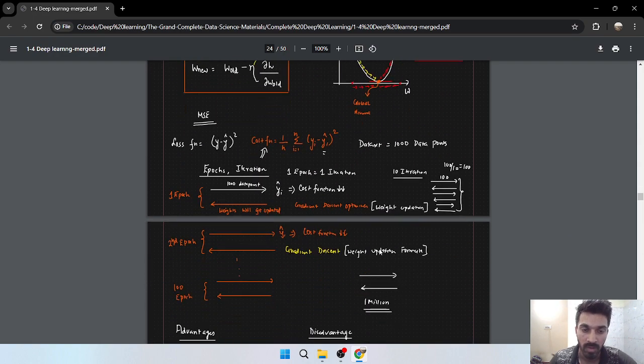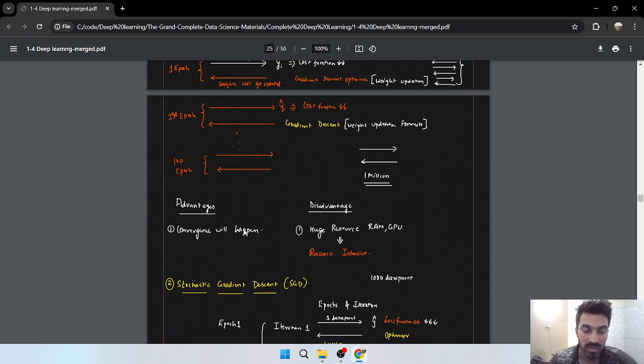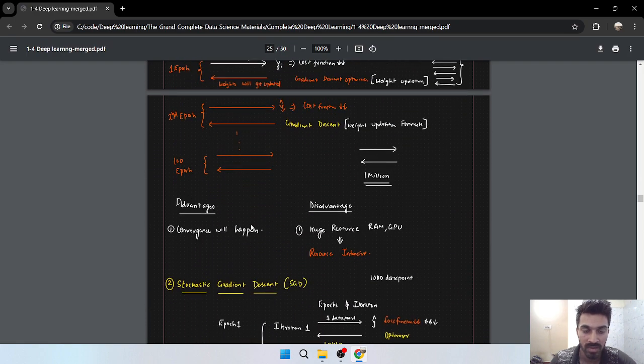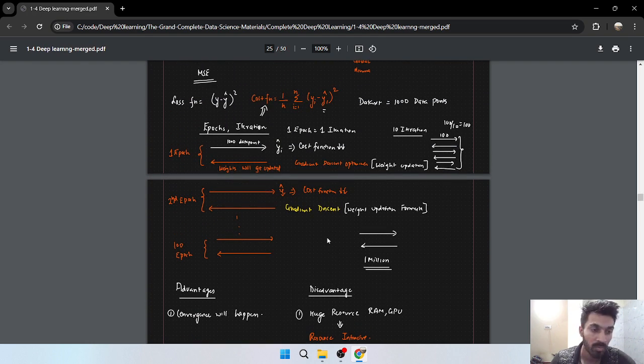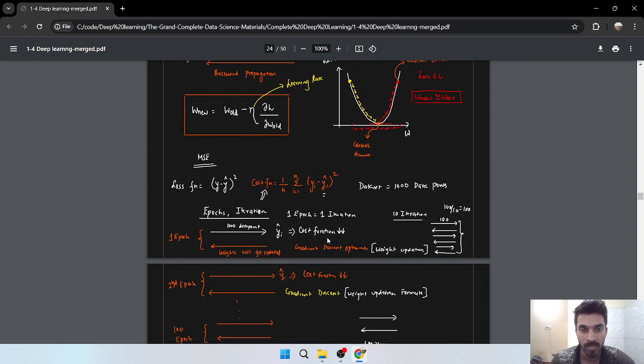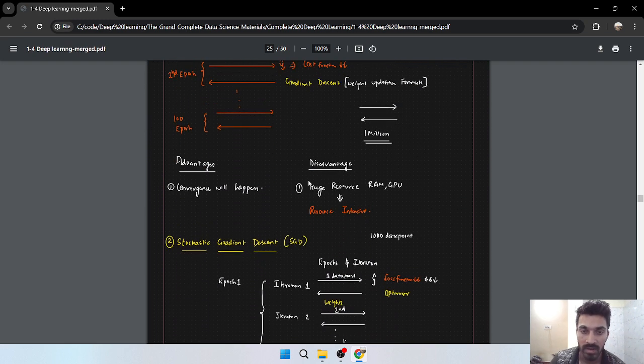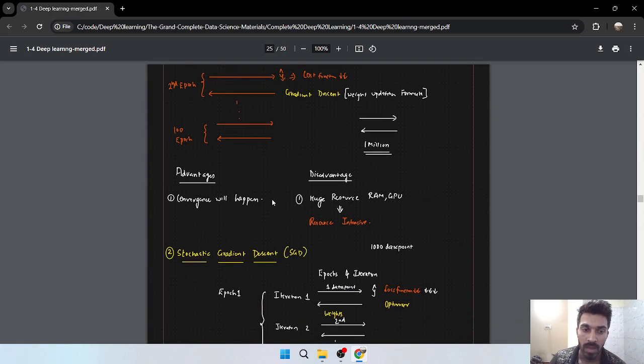According to the gradient descent formula, convergence will happen very fast if you are using this optimizer. But the disadvantage is it needs huge resources like RAM, CPU, GPUs, because the computational power taken is very high. You have to calculate all of this at a time; in 1 million records you have to calculate at a time. So basically the disadvantage is that it is resource intensive.